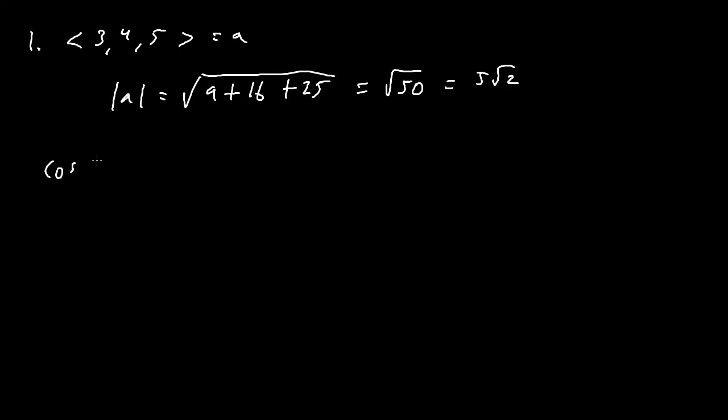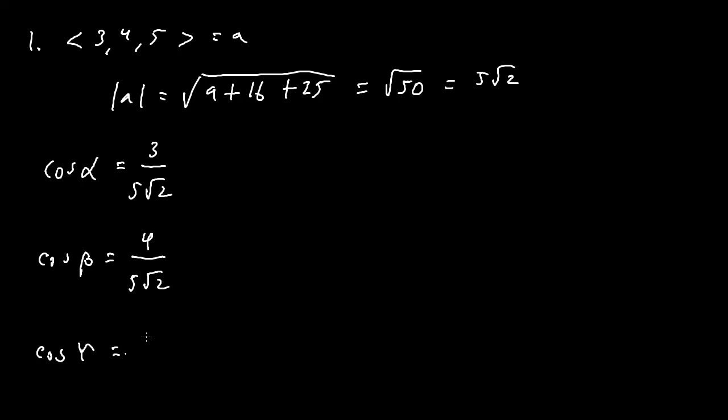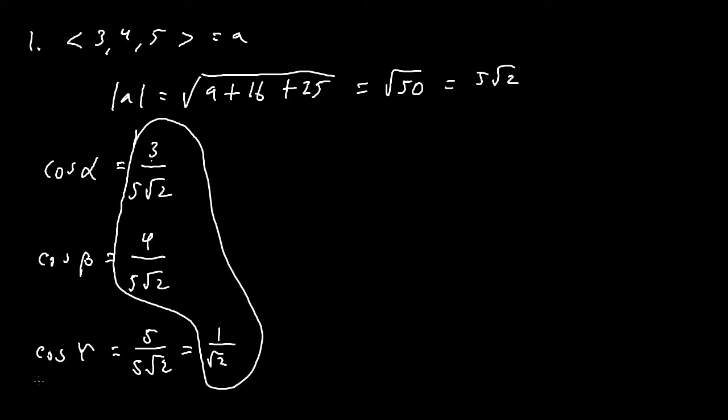So cosine of alpha is basically going to be equal to the x component, so 3, over the magnitude, 5 times the square root of 2. Cosine beta is going to be equal to the y component, which is 4, over the magnitude, 5 times the square root of 2. And then cosine of gamma is going to be equal to the z component, 5, over 5 times the square root of 2, and that can be simplified into 1 over the square root of 2. So those are going to be the direction cosines.